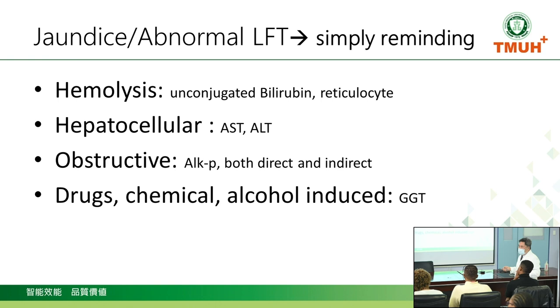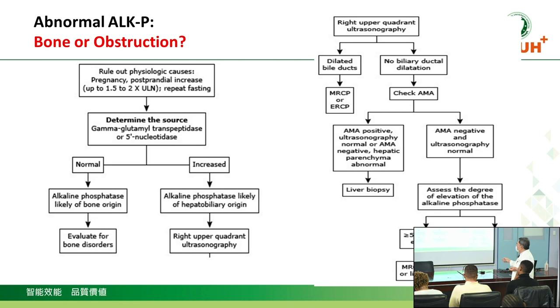And abnormal alkaline phosphatase: if alkaline phosphatase is high, we have two possible reasons. The first is obstructive jaundice, or disease from bone. How do you know? Make a differential diagnosis. Sometimes rule out physiological causes, pregnancy, postprandial. If it goes to two times the upper limit of normal, repeat fasting.